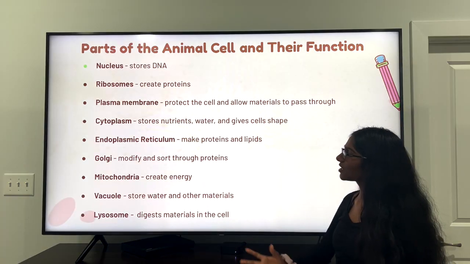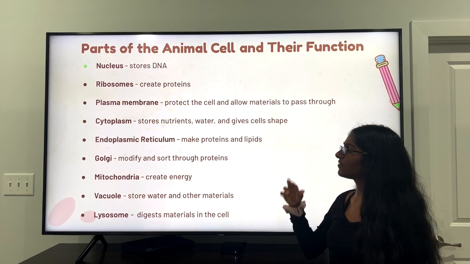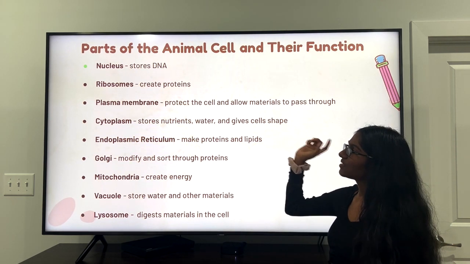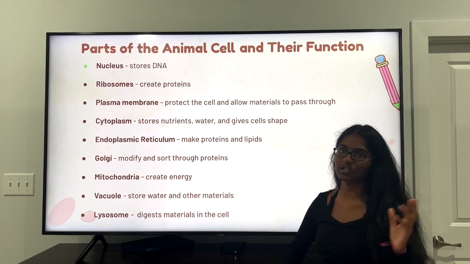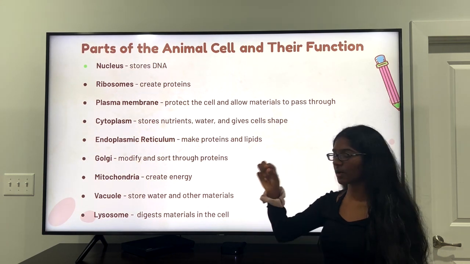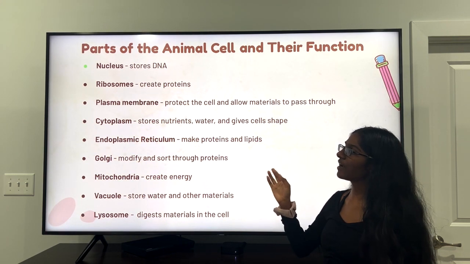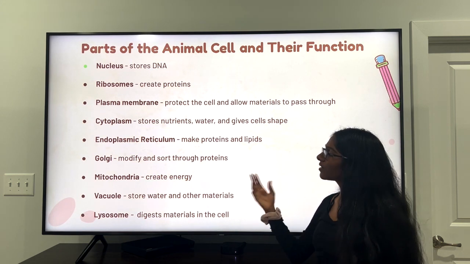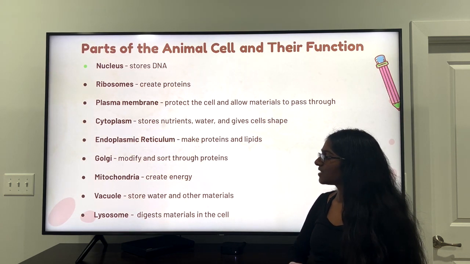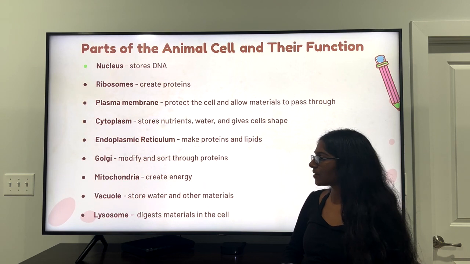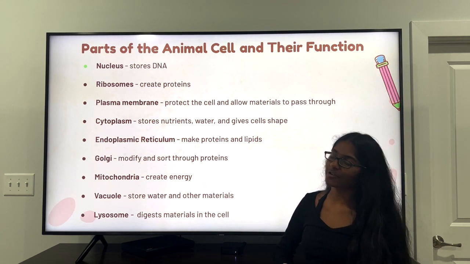The endoplasmic reticulum also makes proteins and lipids, so its functions are similar to the ribosomes. The ribosomes are actually on the endoplasmic reticulum, which is why it appears so in the image as it has dots over it, but they're also floating around in the cytoplasm as well. The Golgi apparatus modifies and sorts through the proteins, and it also packages them for transport. And the mitochondria creates energy for the cell.